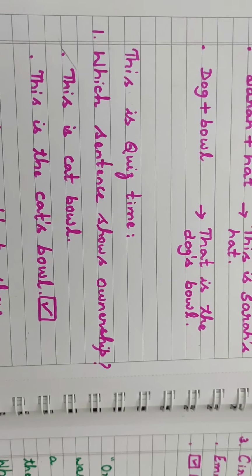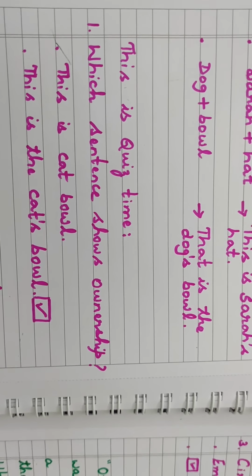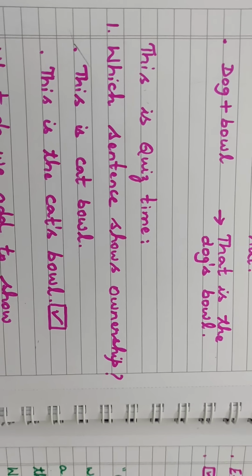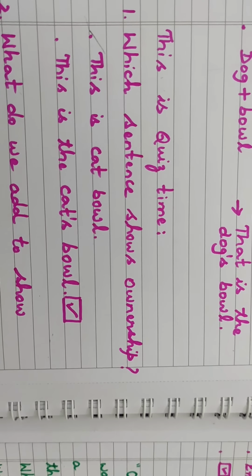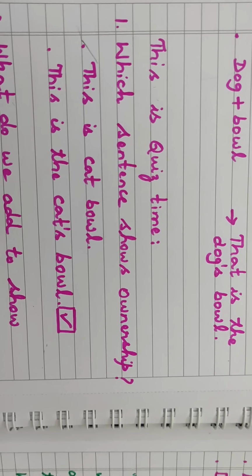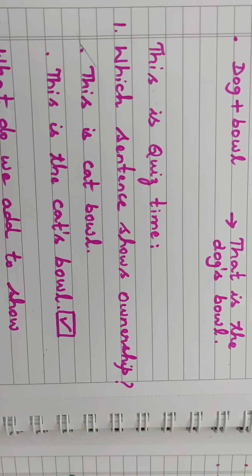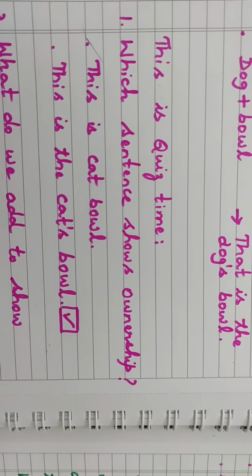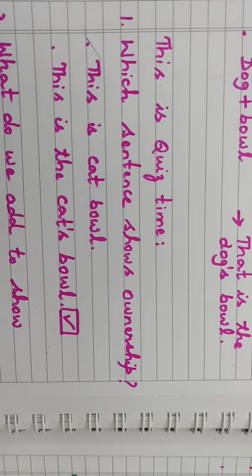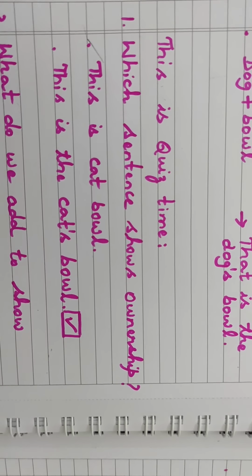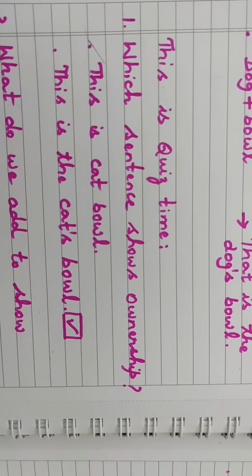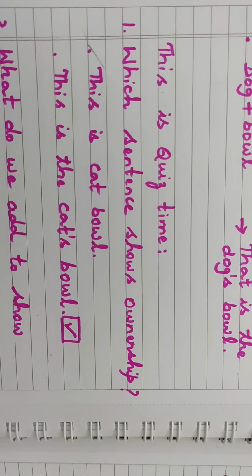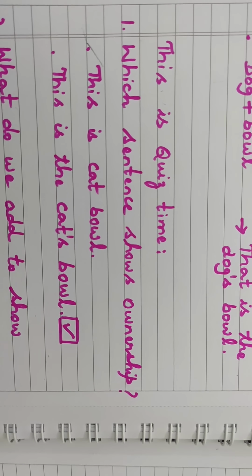We will take up a small quiz time here. Which sentence shows ownership? Ownership means which sentence says that it belongs to that person or animal or thing. The first one: this is cat bowl. Is it a correct sentence? No. This is the cat's bowl. This is the complete sentence.